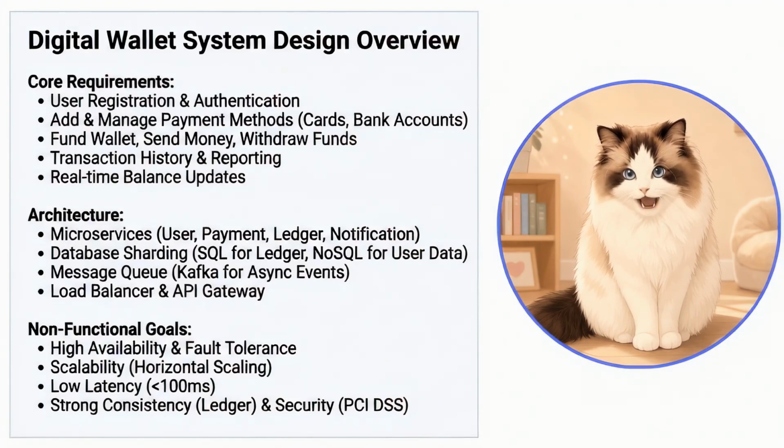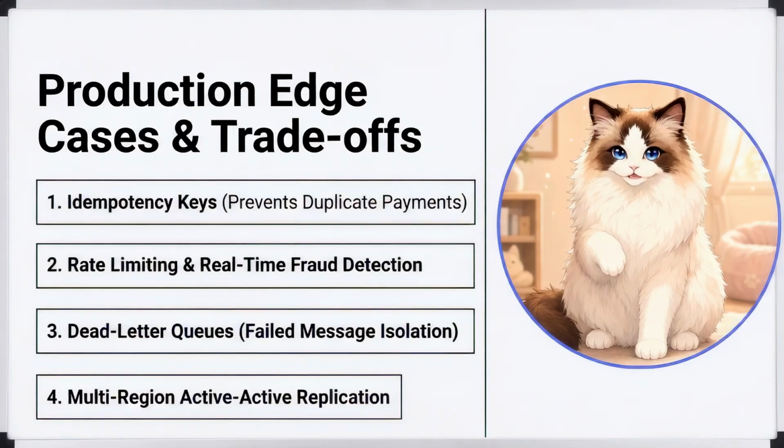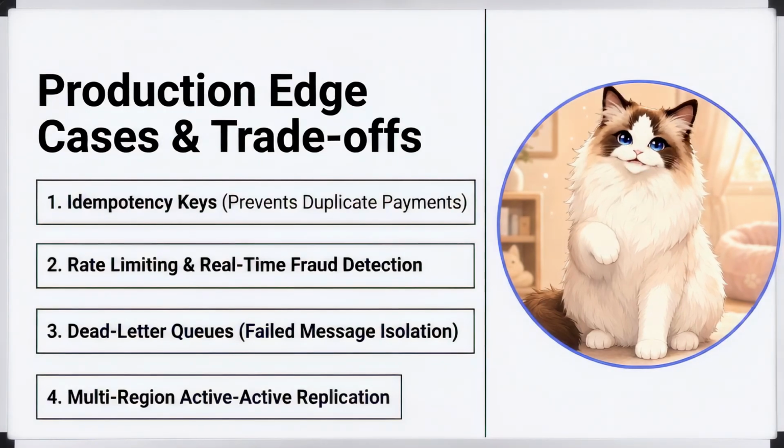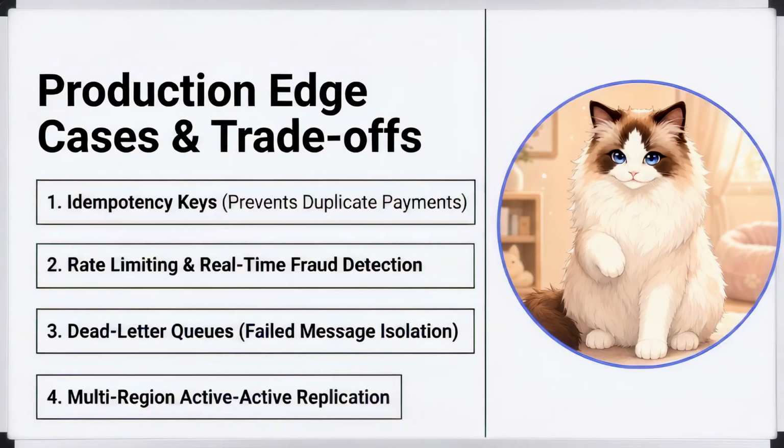If you had more time or were bringing this digital wallet system to production, what additional trade-offs, edge cases, or system extensions would you focus on? In a production environment, I would prioritize several critical extensions. First, strict idempotency keys across all API endpoints using Redis token buckets to prevent duplicate transfers during network retries.